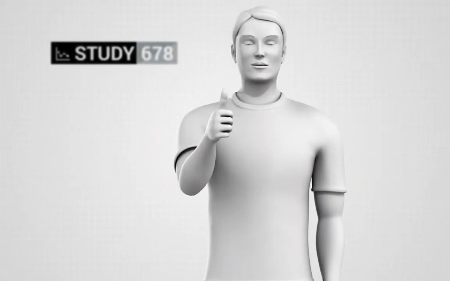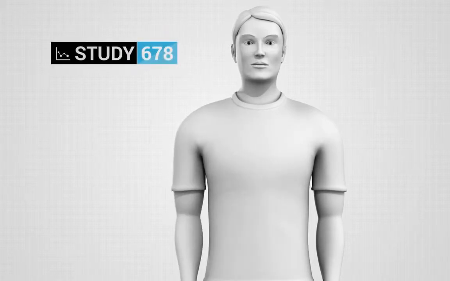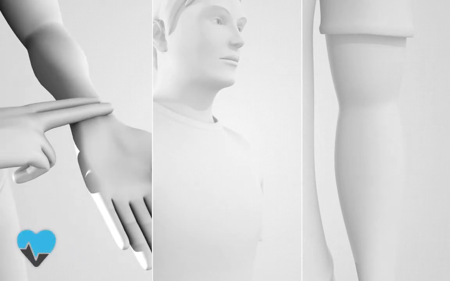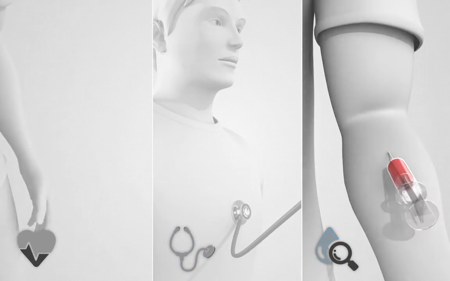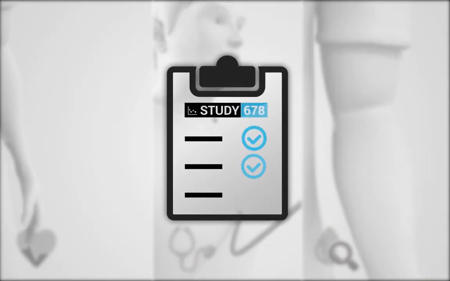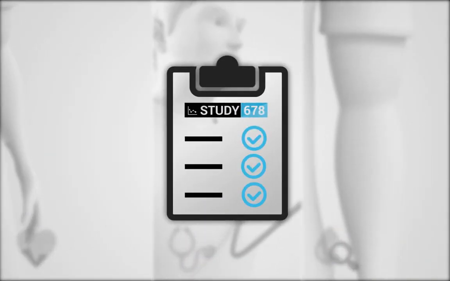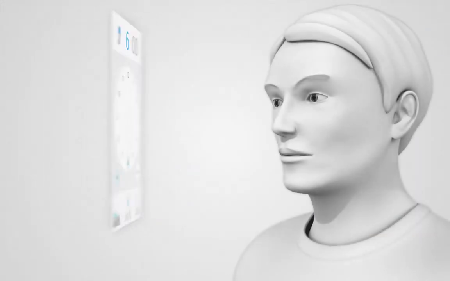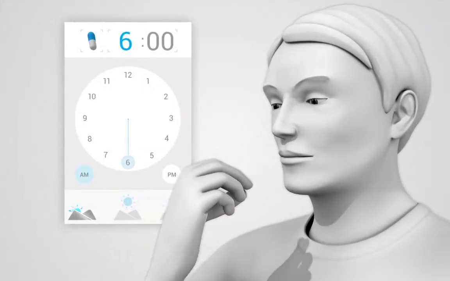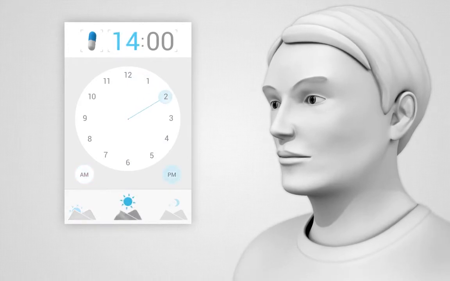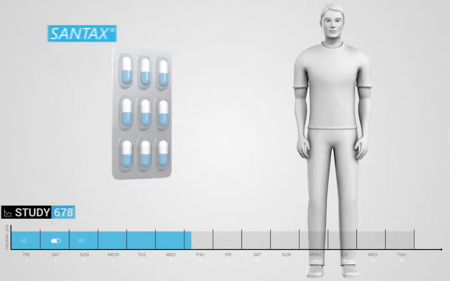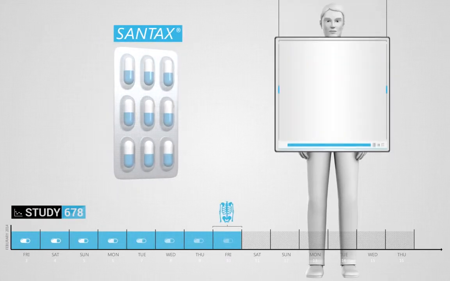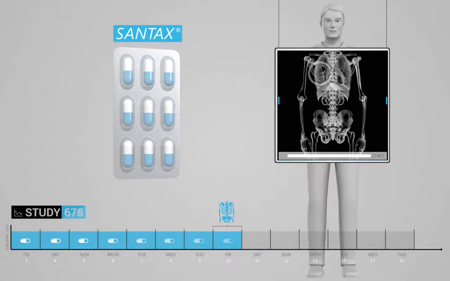Should you decide to participate in this study, you will undergo a preliminary examination. A physician will take your pulse, listen to your lungs, and take a blood sample. If you successfully pass this examination, you will be eligible to participate in Study 678. The study procedure will look as follows. You will receive 500 milligrams of Santax in the form of a tablet every 8 hours for 2 consecutive weeks. On the 8th day of your treatment, your lungs will be x-rayed to see if any noticeable progress has been achieved.